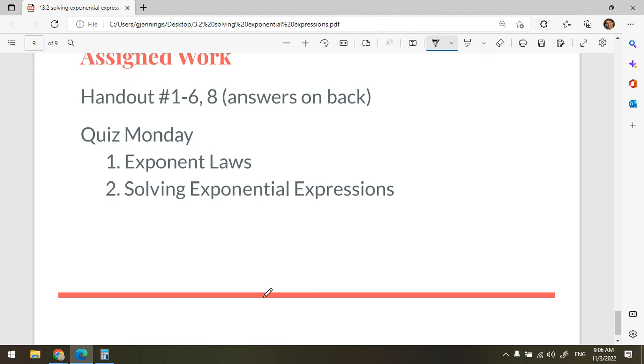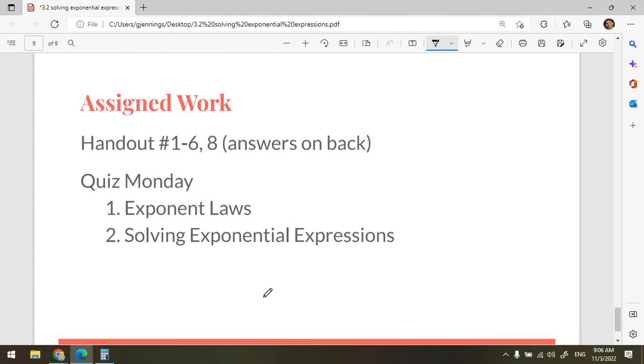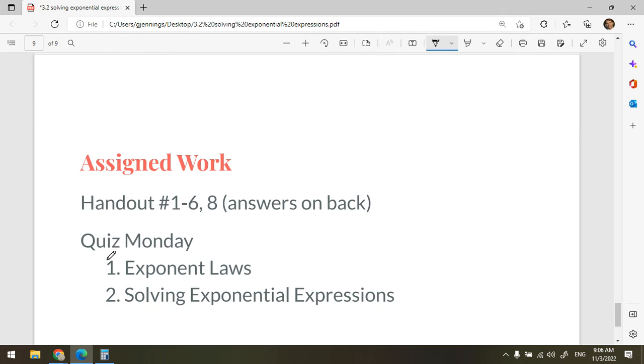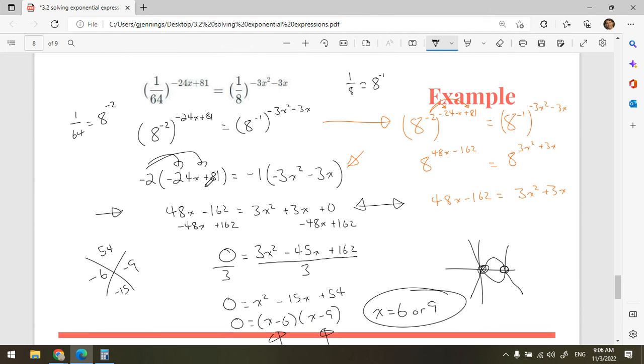There's some handouts. Oh, no, I created my own handout. Never mind. Quiz Monday, that's accurate. We'll quiz this topic and exponent laws on Monday. Tomorrow is a Delta Math day with only this topic and exponent laws. I also may give you a Desmos challenge tomorrow.